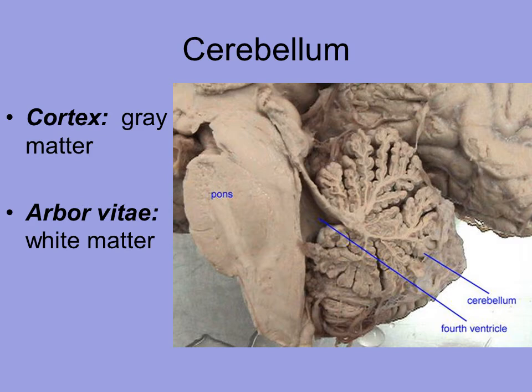In the cerebellum, once again, the cortex is going to be the gray matter. One thing that's very unique to the cerebellum is the white matter. As you can see in this picture, it looks like a branching tree, like you have a trunk and then the branches and then the smaller twigs. And so the white matter is called the arbor vitae. It's very distinctive.